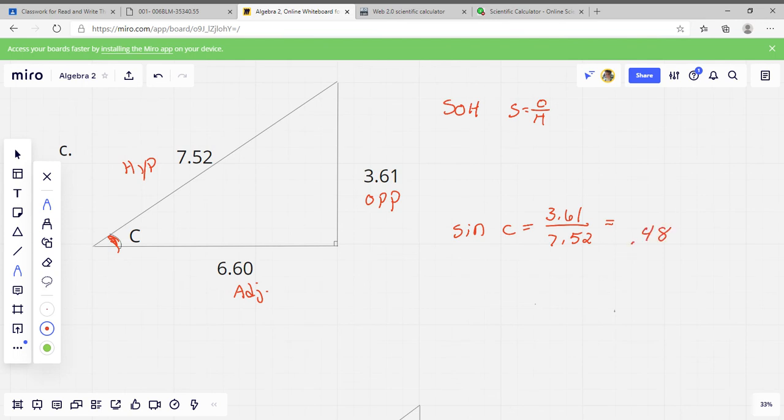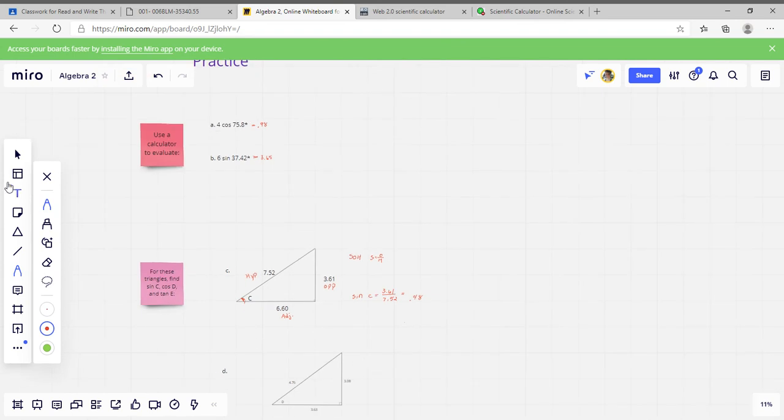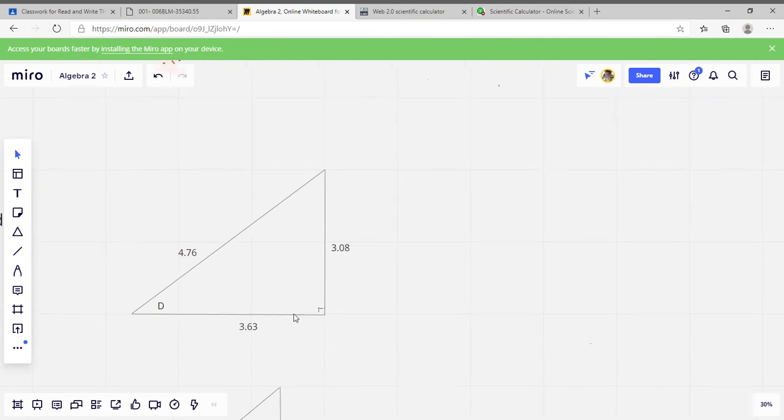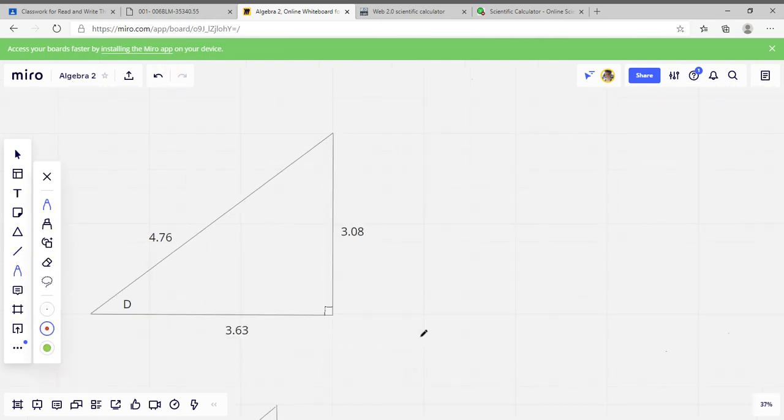All right, the next one, we are supposed to find the cosine of D. Here's D. First, we'll label these. So D is our angle. The one that is across from the right angle is our hypotenuse. Then the one opposite D is our opposite. And the one next to D is our adjacent. And we need the cosine, so that's our CAH. C-A-H. So that means cosine equals adjacent over hypotenuse.